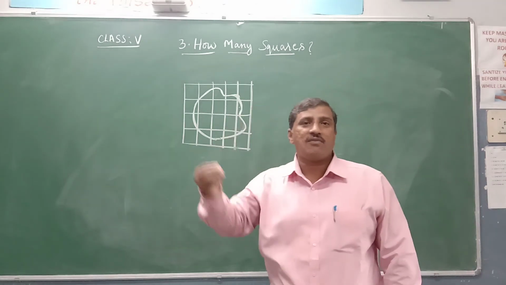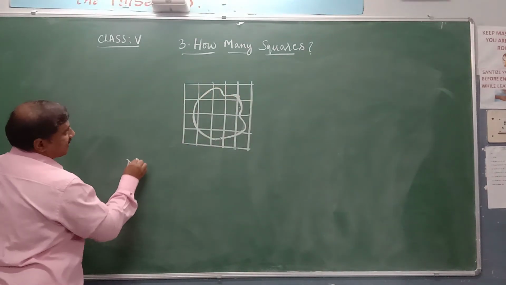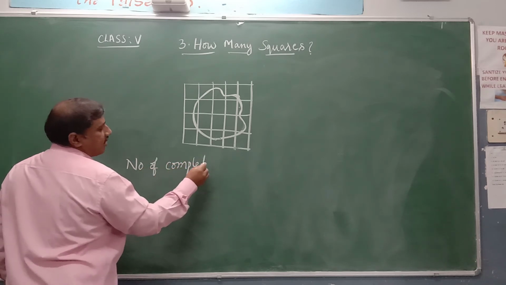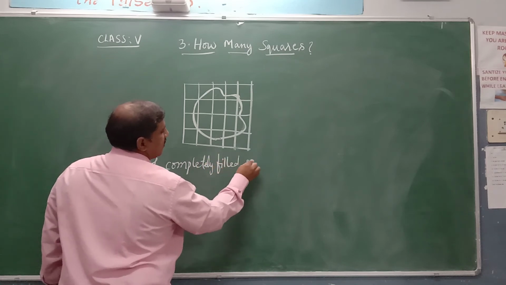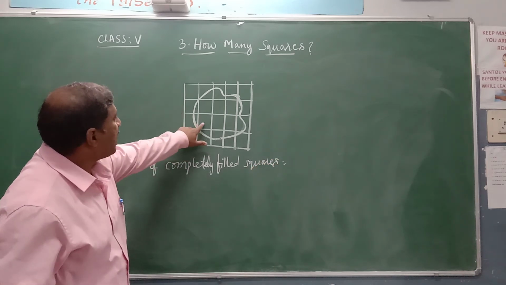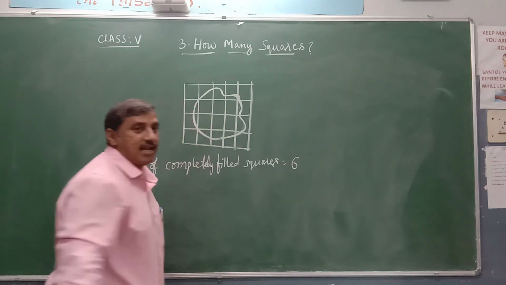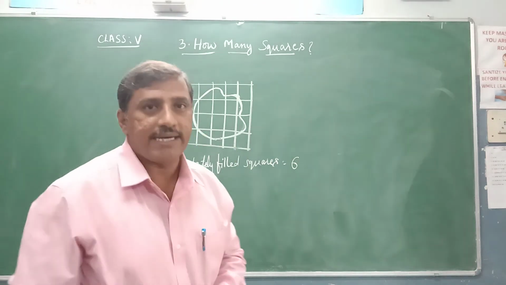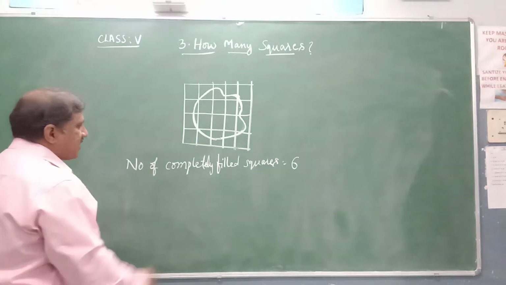Now count the number of completely filled squares. How many squares are there in this? 1, 2, 3, 4, 5, 6. 6 squares are there. And consider each one small square area as 1 square centimeter.